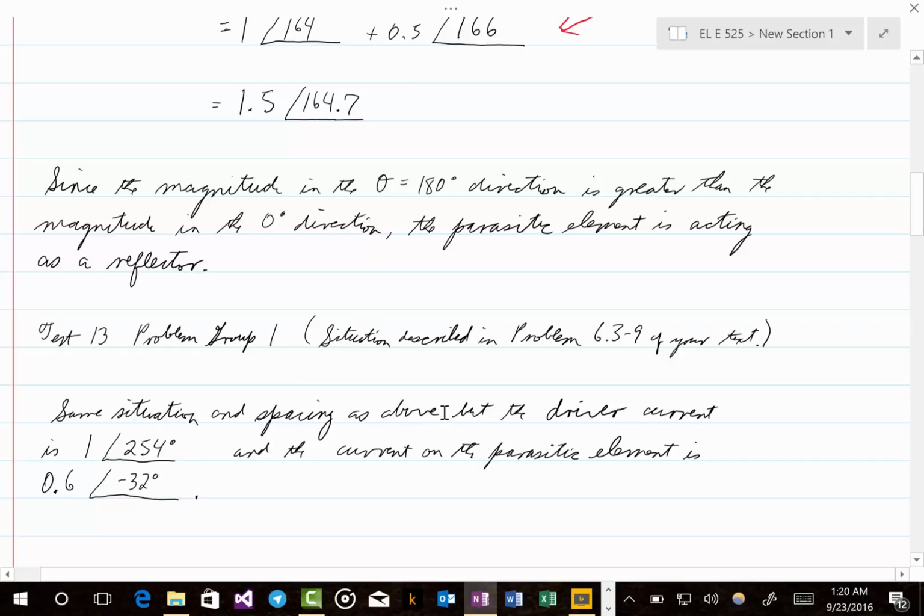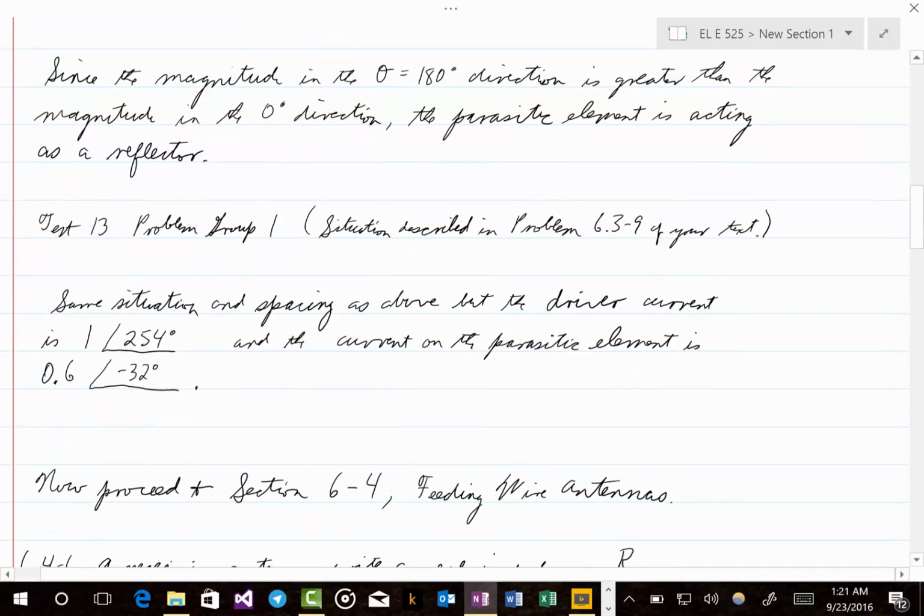So in other words, the spacing is still 0.2 lambda, but the driver current is 1 at an angle of 254 degrees in this case, and the current on the parasitic element is 0.6 at an angle of negative 32 degrees. So the first problems on test 13 will be dealing with that situation. And again, that's the same situation as we have in problem 6.3-9 of your textbook.